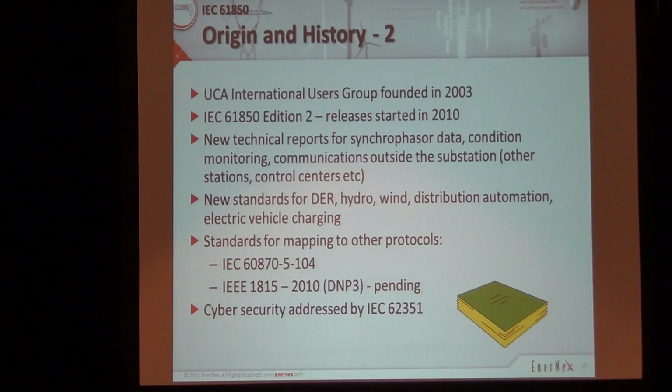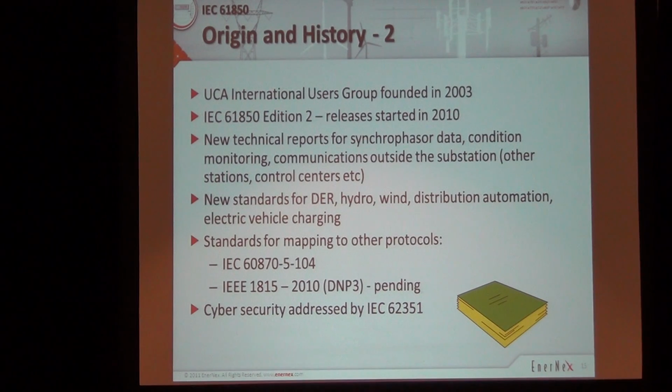So all the way through this period, the IEC Working Group 10 and others are working hard. And since then, as you're aware, we have new technical reports, specifically 90-5, which was published in September. And that's a technical report. We have additional TRs for condition monitoring, and for communications outside the substation and with control centers, and Christoph will get into a lot more detail on where that's all at, as he will also talk about new standards for DER, modeling for hydro, wind, distribution automation is coming, and vehicle charging.